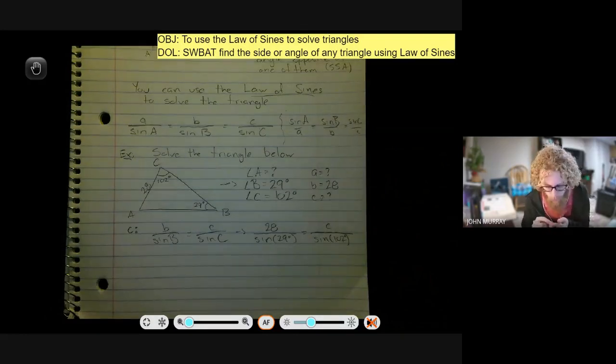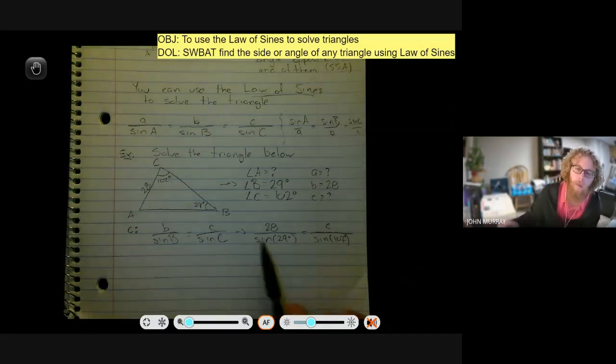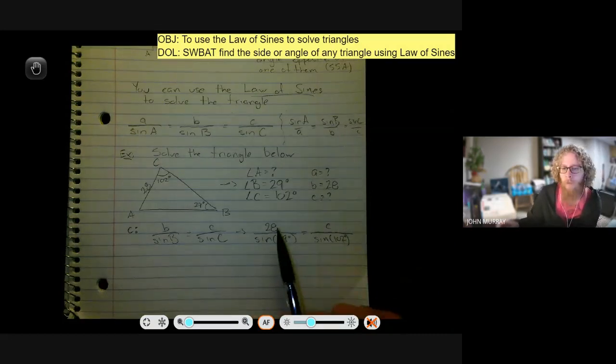After we get it set up, then all we have to do is solve. In order to solve a proportion problem like this, we use cross multiplication. I will give you a hint though: do not calculate the sines until your last step. Don't do any calculations, don't find any decimals until you're ready to plug everything into the calculator itself, because if I round, that might change my answer. I'll show you at the end of step C how we can get a different answer.